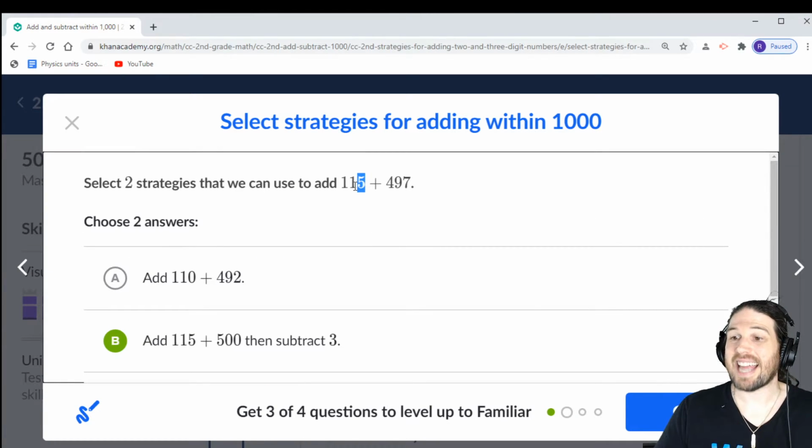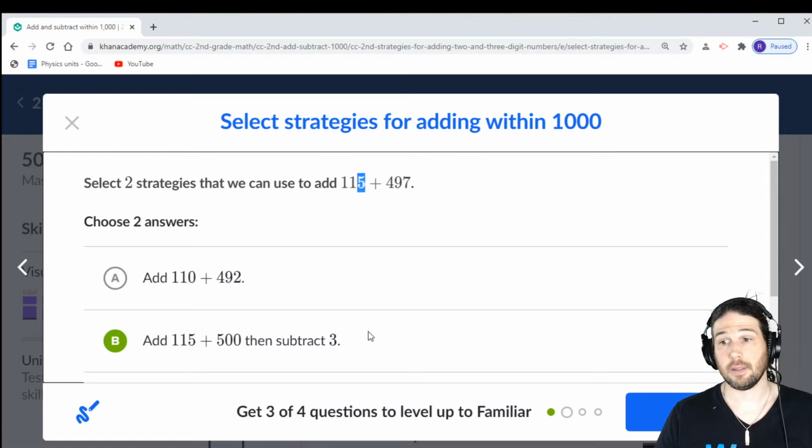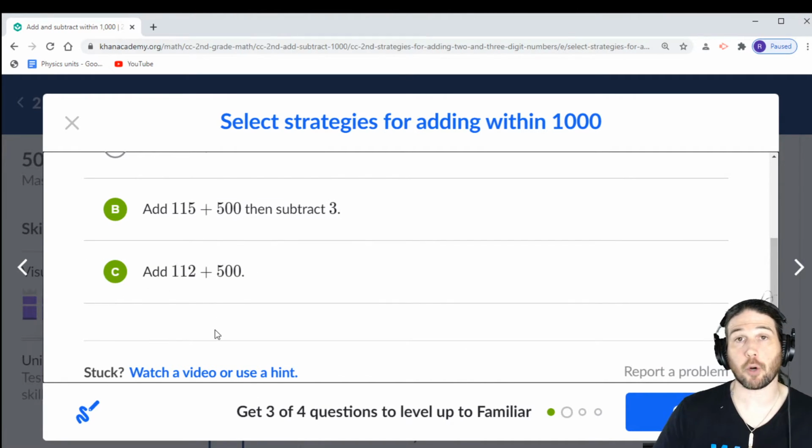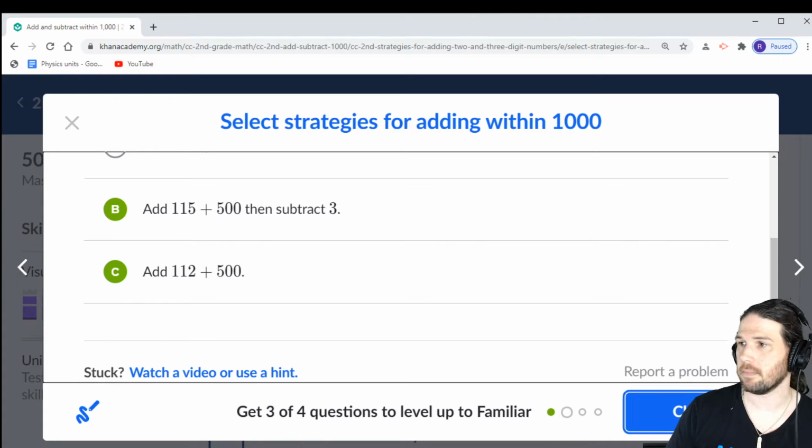So I could take away 3 from the 115 to make 112, and give that 3 to the 497 to make 112 plus 500. That is absolutely correct. The answer is B and C.